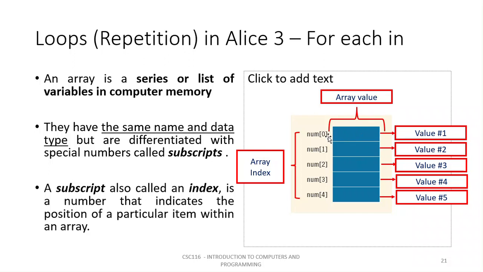So let's say you want to have 5 items in your array, you will have 0 to 4. Dia akan bermula dengan 0, 1, 2, 3, 4. Index tu ataupun subscript tu akan bermula dengan 0. So value 1 will be assigned to num0, value 2 will be assigned to num1 and so on. So ni kita panggil array index, dan data yang tersimpan adalah array value.